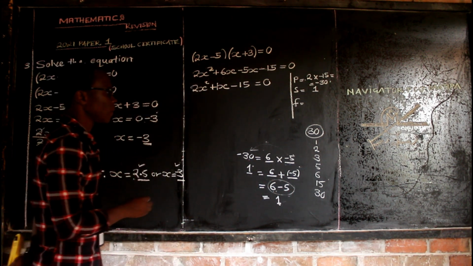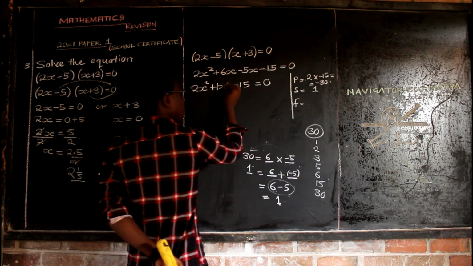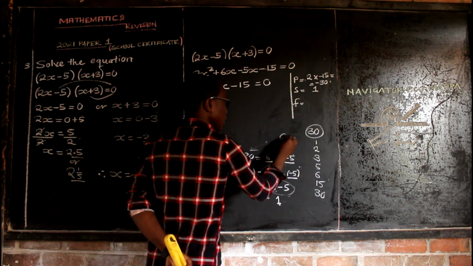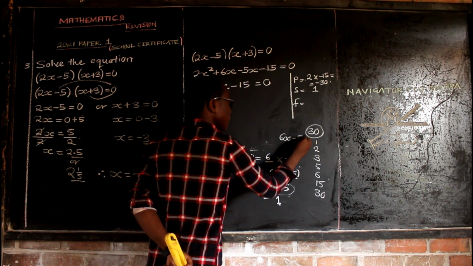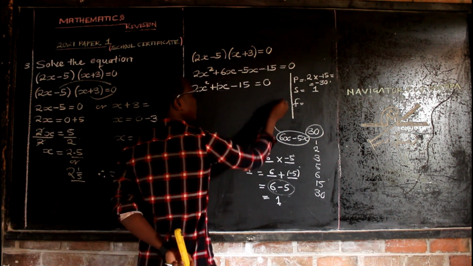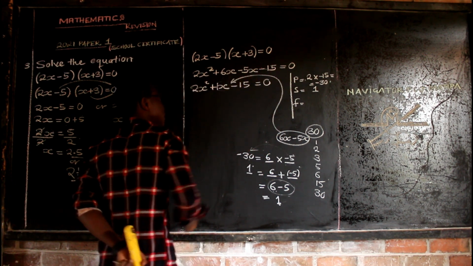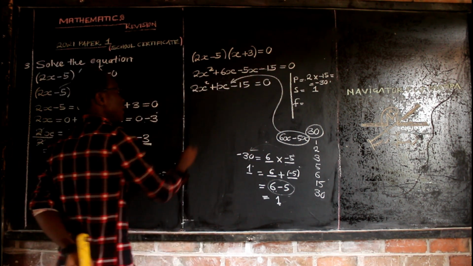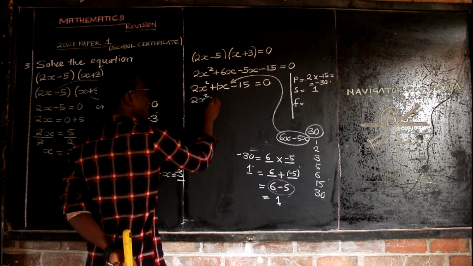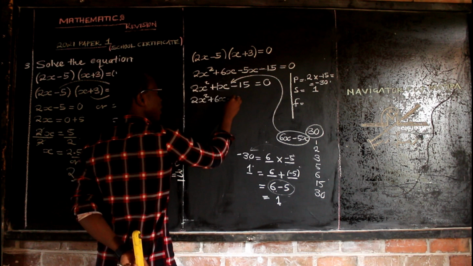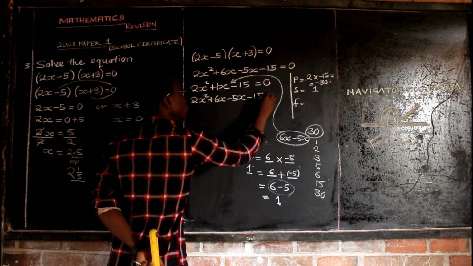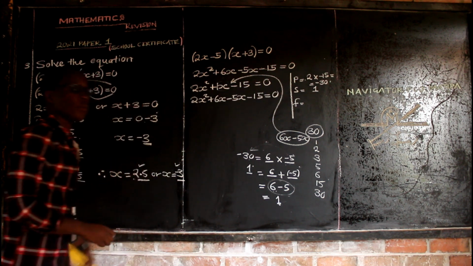Okay? So the factors are, since you have got x in between, you're going to say you have got 6x minus 5x. These are the factors. So we're going to put these factors in between where there is x. So you say now 2x squared plus 6x minus 5x minus 15 is equal to 0. Are we moving together?